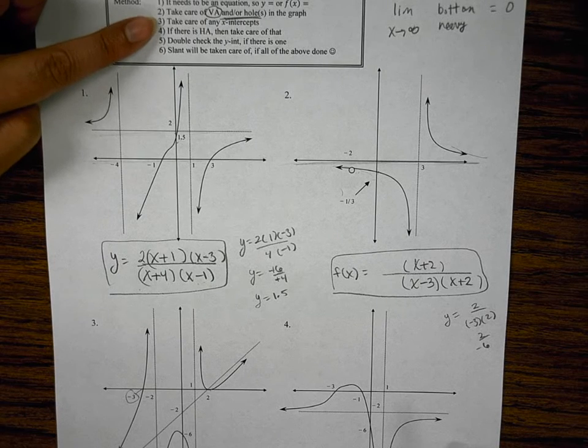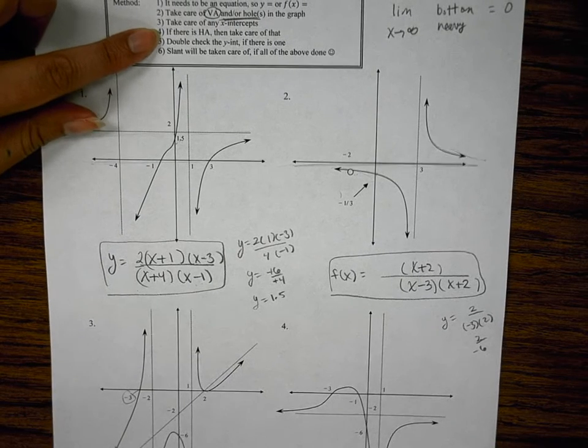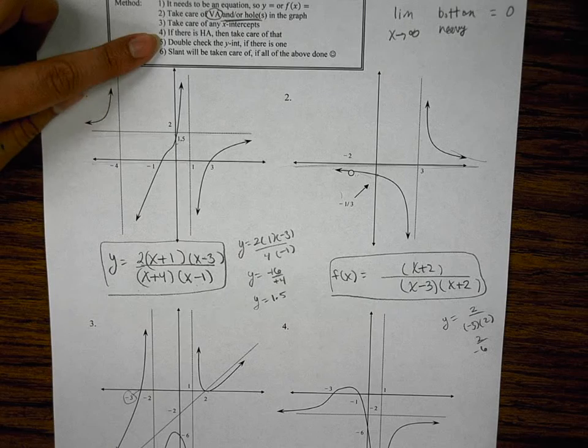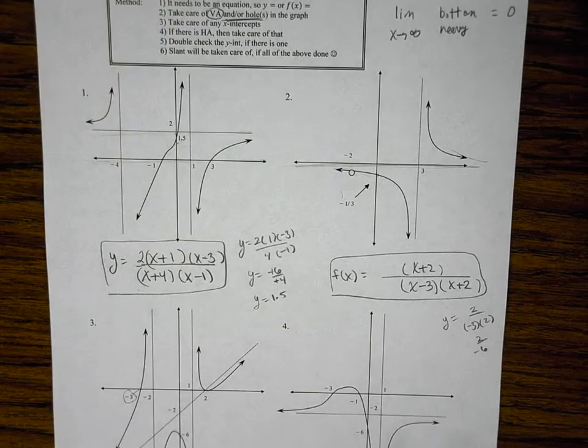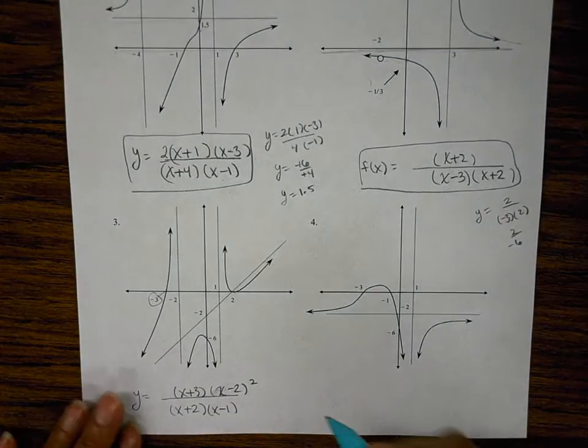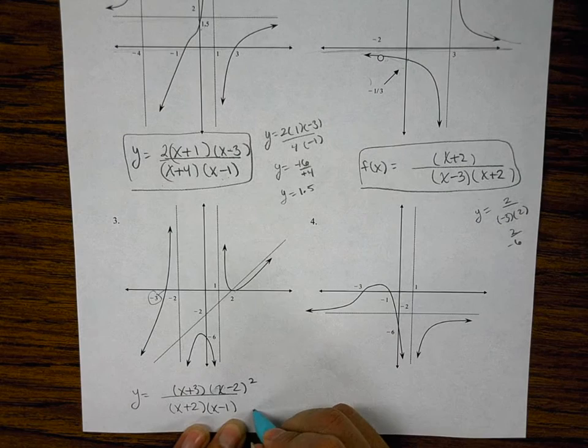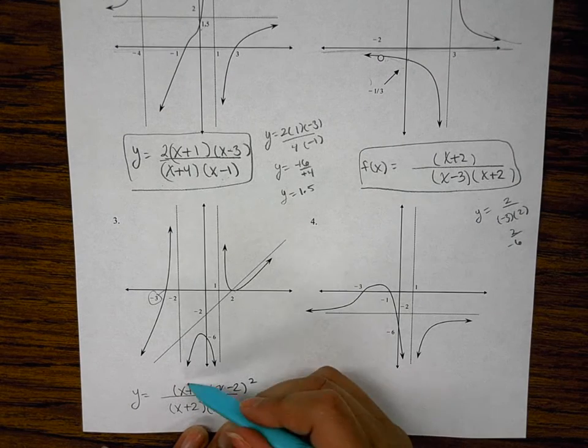Okay, let's see, what did we just do? We took care of the vertical, we took care of the x-intercepts. Horizontal, there was no horizontal. Double check the y-intercept, and the slant should work on its own. Okay, so double check the y-intercept.